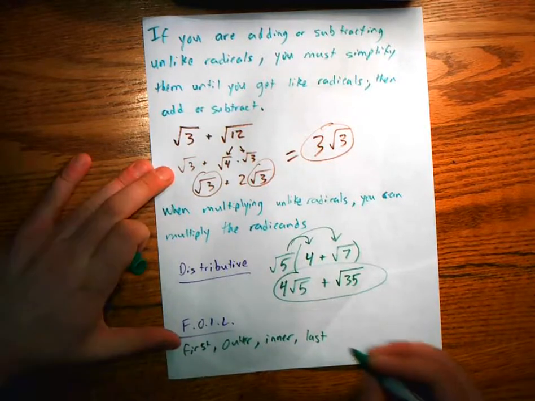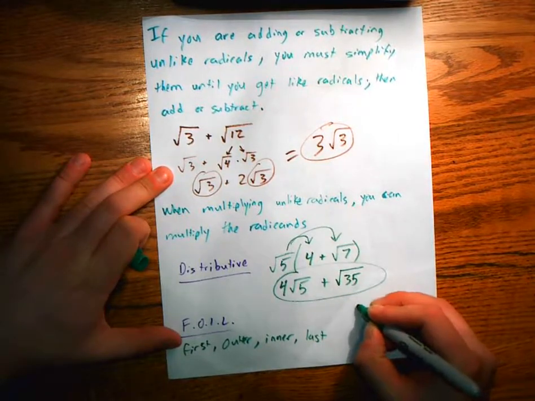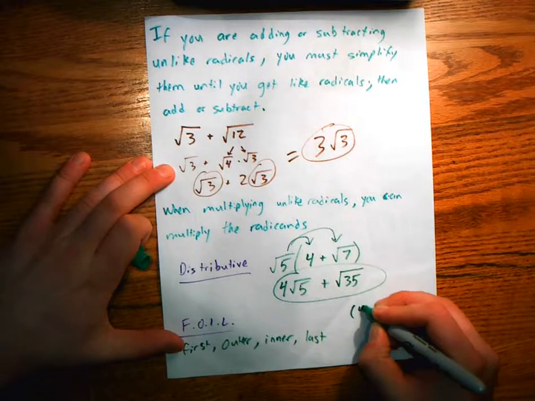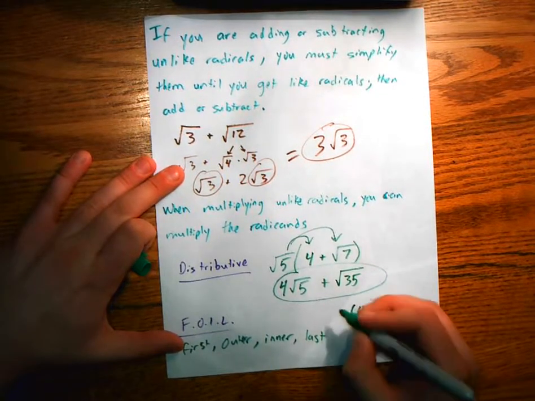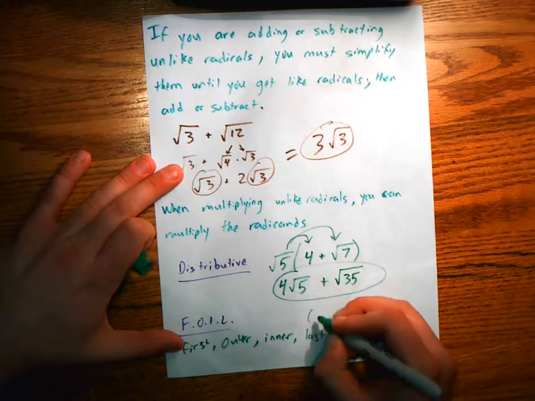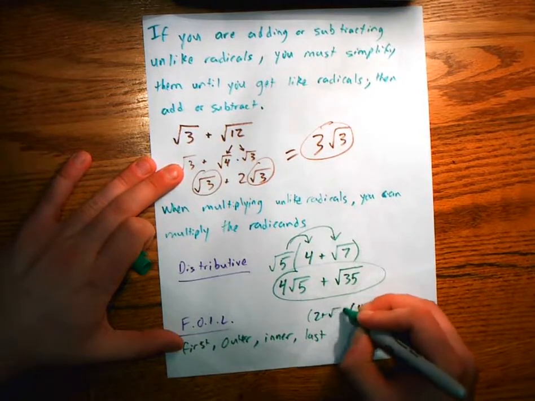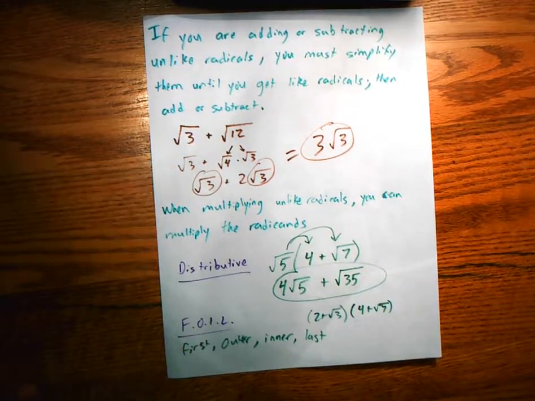And then the same thing happens with FOIL. Let's just take the same term in the parentheses right there, and then let's multiply it by 2 plus the square root of 3, and they're multiplying together.